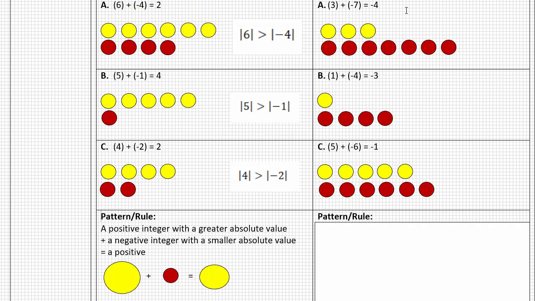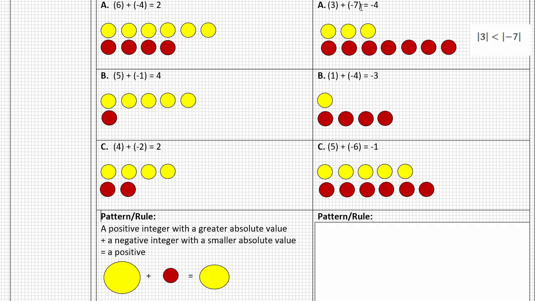What do you think the pattern is for set 2? Notice it's pretty much the opposite. Each of our answers had a negative sum: negative 4, negative 3, and negative 1. Again, we started with a positive integer, but this time the negative integer that we added to it had a greater absolute value. Negative 7 has a greater absolute value than 3, negative 4 has a greater absolute value than 1, and negative 6 has a greater absolute value than 5. And we see that because the negative chips stick out further.